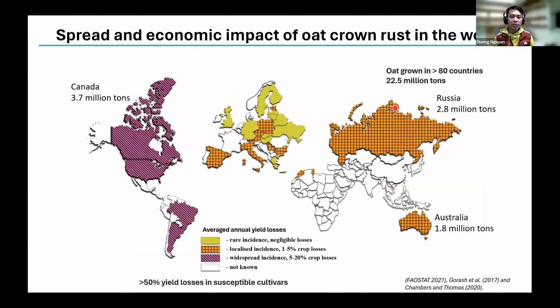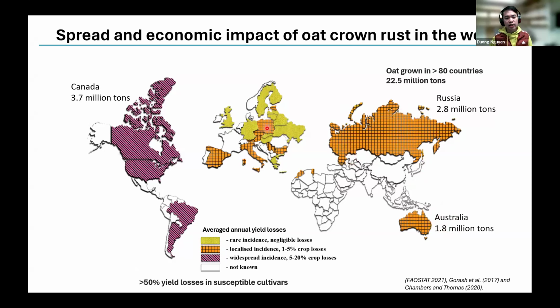Some brief information about the current oat production in the world and the impact of crown rust on different oat growing regions. Nowadays, oat is grown in more than 80 countries with a total production of more than 22 million tons. The top 3 countries growing most of the oats are Canada, Russia, and Australia. And in Australia, we would like to improve production due to the global demand.